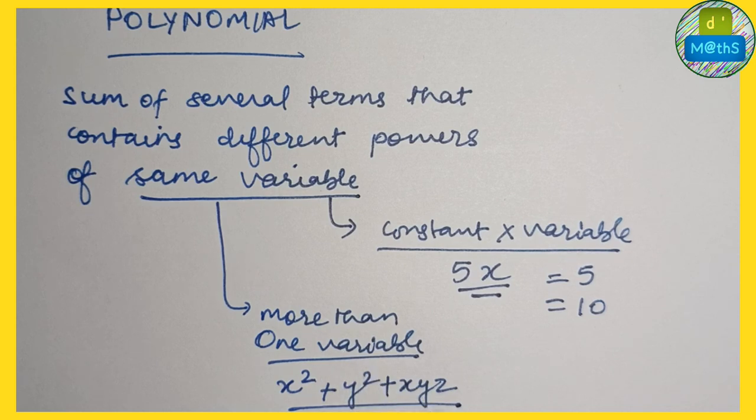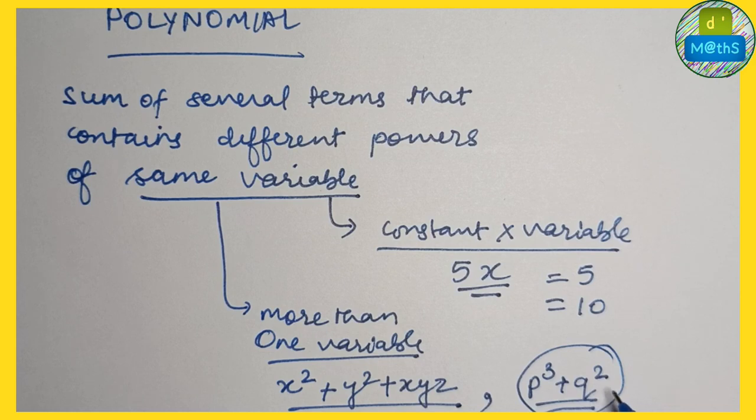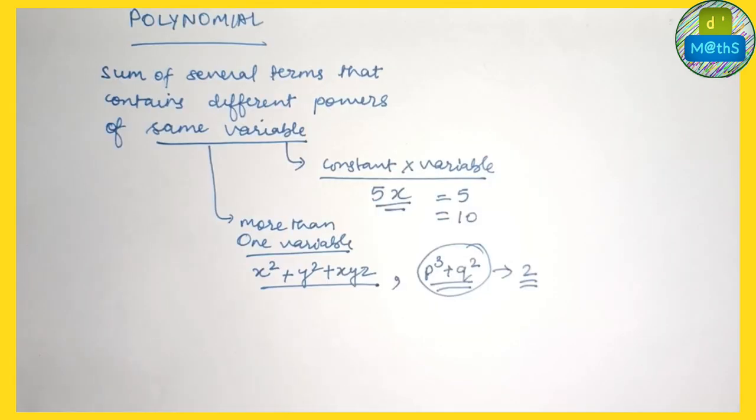So here it is 3. Now you tell me, p cube plus q square. How many variables are there in this equation? There are 2 variables, one is p, another one is q. So we have seen how an algebraic expression contains one constant and one variable, and in a polynomial there can be more than one variable also.